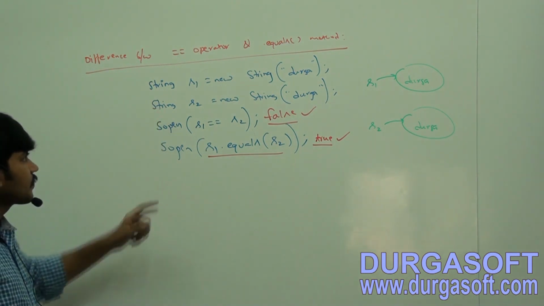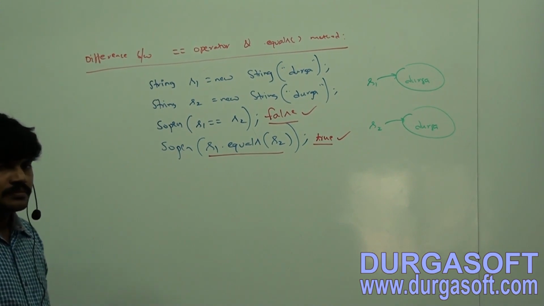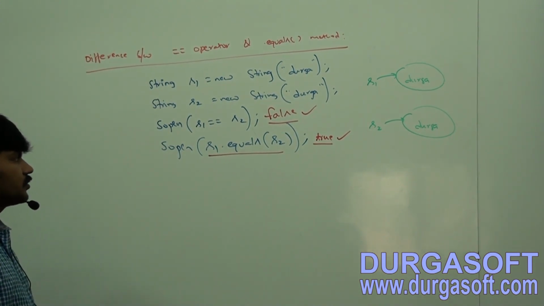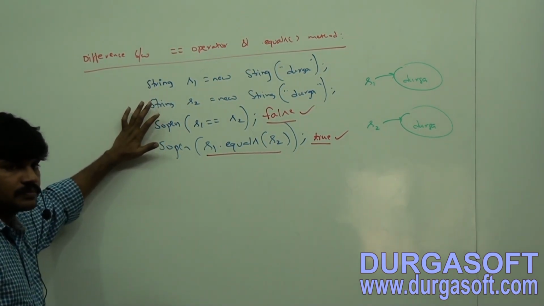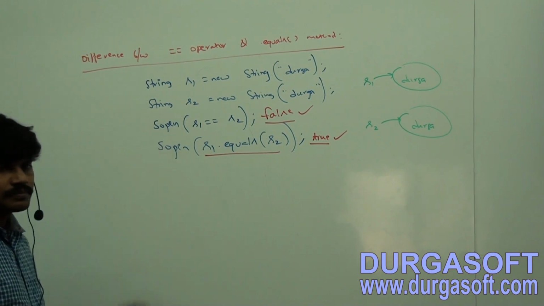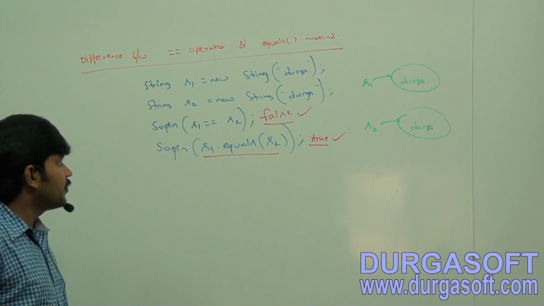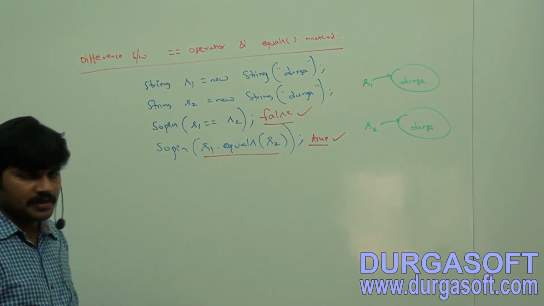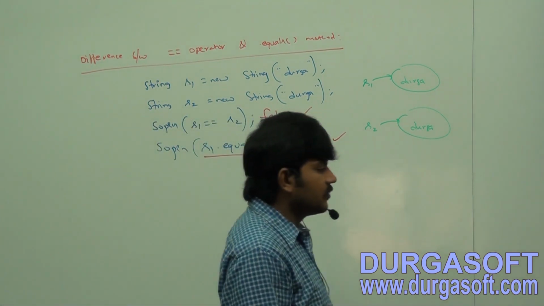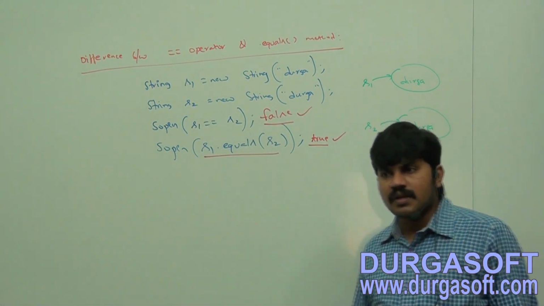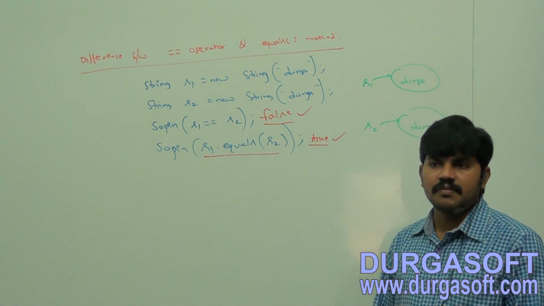Take clearly: String s1 = new String("Durga"); String s2 = new String("Durga"); take the diagram also. For the interview, what is the difference between the double equal operator and the dot equals method? The double equal operator is meant for reference comparison, and the dot equals method is meant for content comparison.